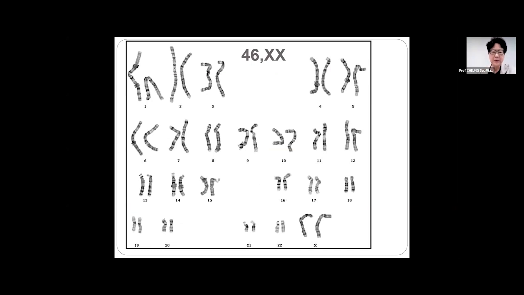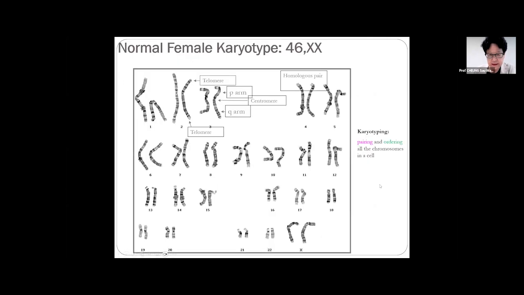So here is a G-banded karyotype, and you can see the chromosomes paired from here to here, and then you have chromosome 1, 2, 3, 4, and so on. And here is the X chromosome.